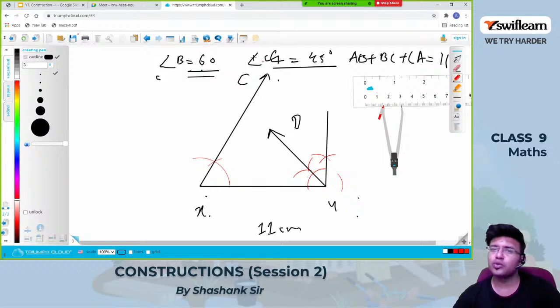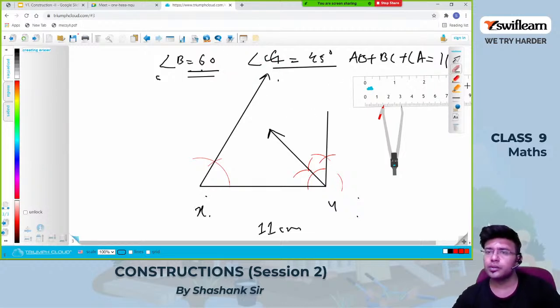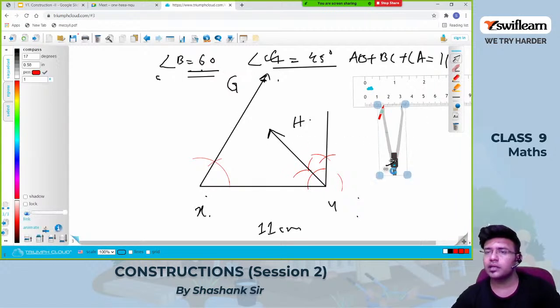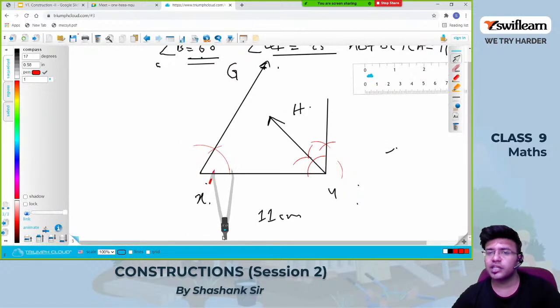Okay, here we have used C, so we will use some other notations. We will use G and H. Okay. Now bisect these two angles. Okay, this 60 degrees, again we have to bisect. How to bisect? Half of 60.